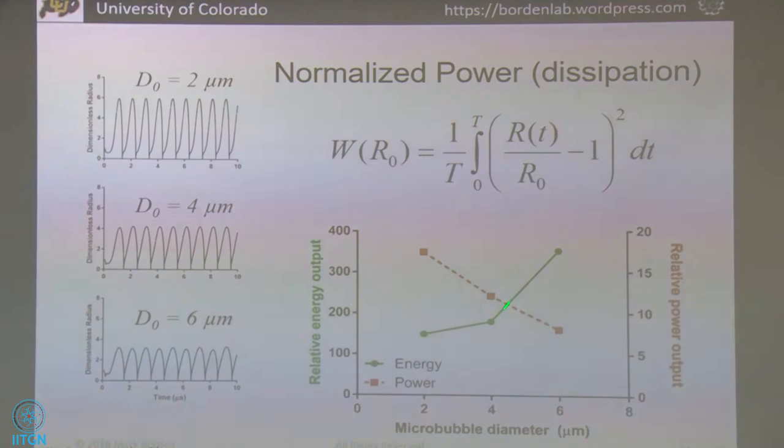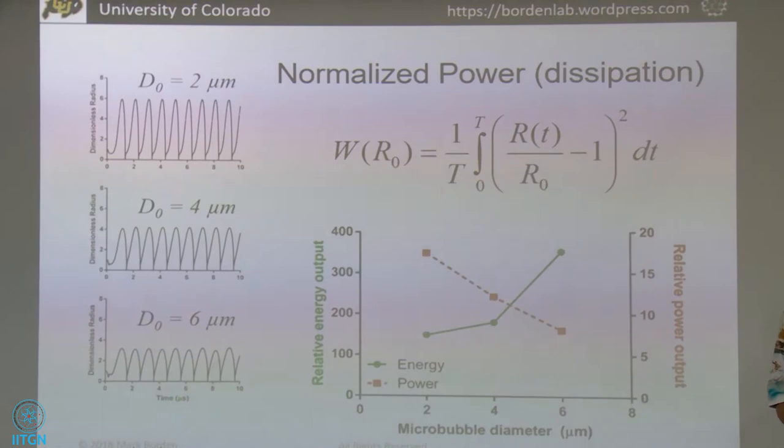And so this is the power, it decreases with bubble diameter, but energy increases with bubble diameter. Energy increases with bubble diameter because more bubbles are surviving. The larger bubbles survive, so they survive for more oscillations. So even though the instantaneous power is higher for the small bubble, the overall energy delivered is higher for the large bubble because it's more persistent. So it's like death by a thousand cuts.